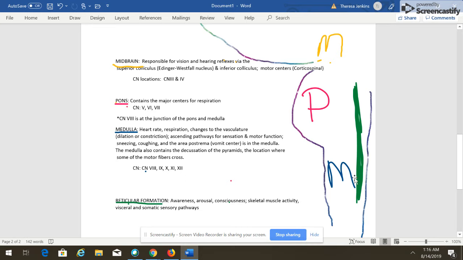The reticular formation is responsible for awareness, arousal, consciousness. It's also responsible for some muscle activity and some of our visceral and somatic sensory pathways. But largely, when we discuss the reticular formation, we refer to it as being responsible for consciousness.